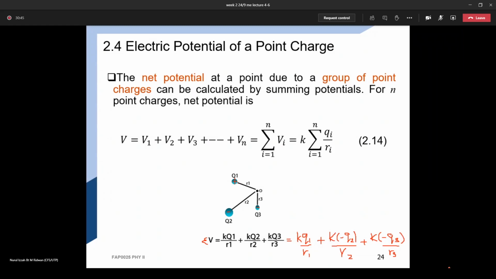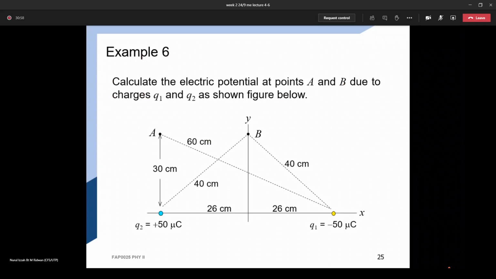So that's it. You don't need to justify the direction at all. You just need to find the summation of all potentials, but you need to consider the plus and minus sign. So that's it, we're done with U and V for point charges.